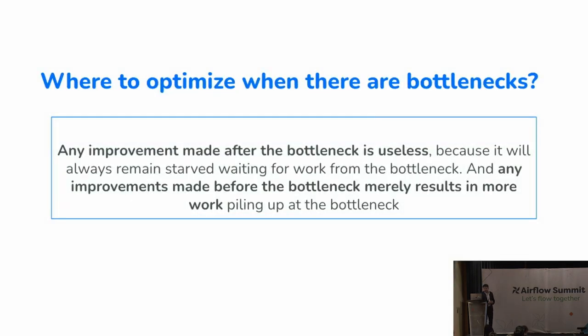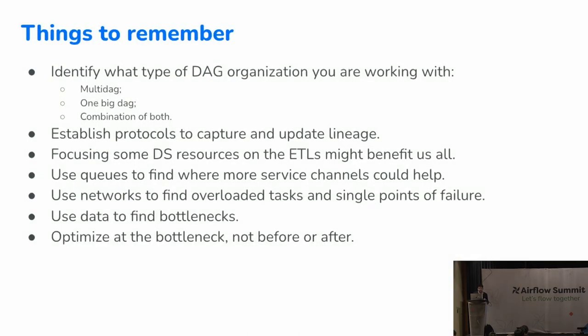Something very important when looking at optimizations, once you found where the issues are, where the delays are, is that improvements made after the bottleneck are useless, because it always remains starved. It's waiting for more work because the bottleneck is before it. Then any improvements made before the bottleneck are just resulting in more work piling up. So the only way to actually optimize is determining exactly where the problem is and resolving it via optimizing the query or getting to the root cause of the problem.